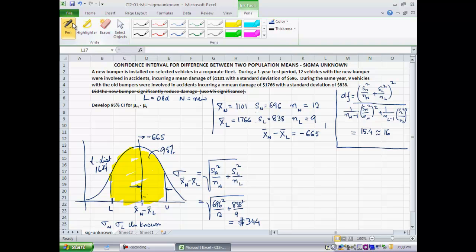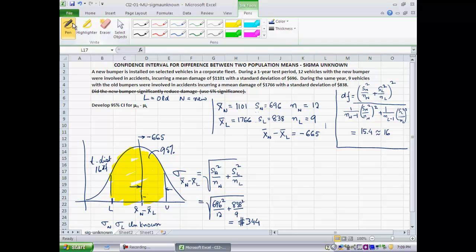A new bumper is installed on selected vehicles in a corporate fleet. During a one-year test period, 12 vehicles with the new bumper were involved in accidents, incurring a mean damage of 1,101 with a standard deviation of 696. And then 9 vehicles with the old bumpers were involved in accidents, incurring a mean damage of 1766 with a standard deviation of 838.